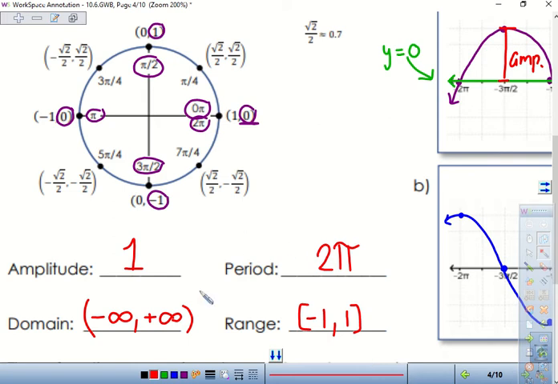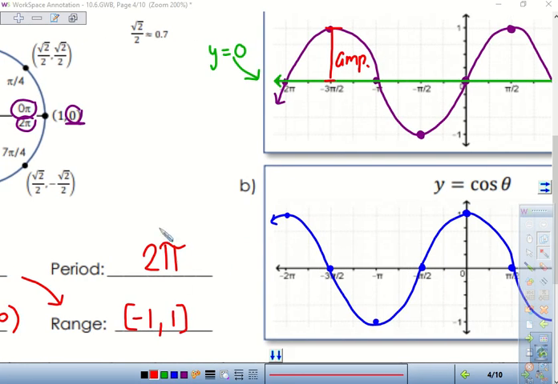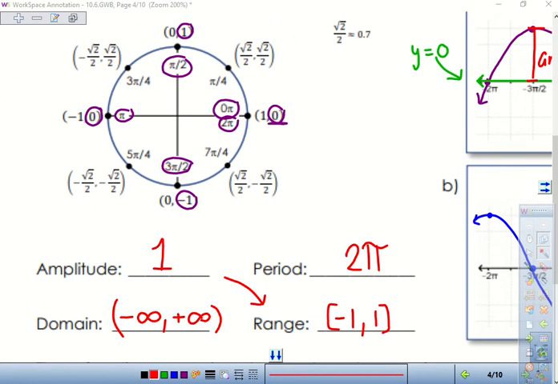Now, just a tip, your range will always correspond with your amplitude, typically, okay? The only time that it's not going to correspond with your amplitude is if we have what we call a vertical shift. But typically, if you don't have a vertical shift, it's going to correspond with that, all right? So how did you get amplitude and period again? Period is always 2 pi unless otherwise stated, which we'll talk about. Amplitude is just the distance from the midline to the highest point on the graph. Okay? So, is everyone good with those basics?